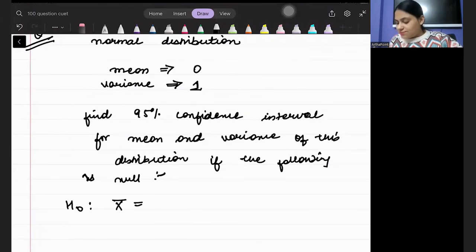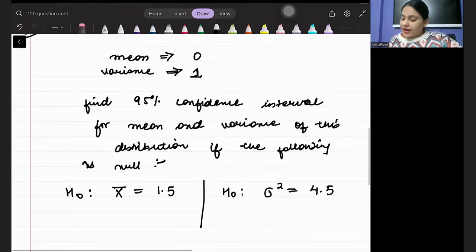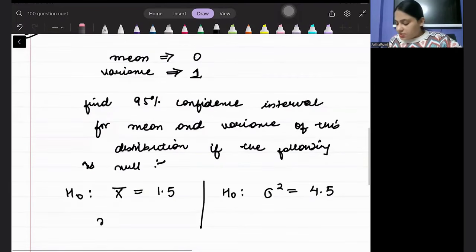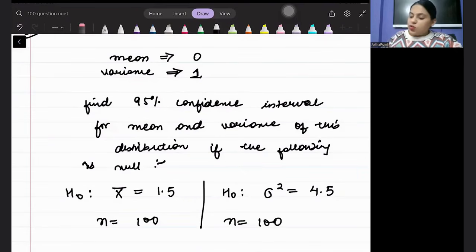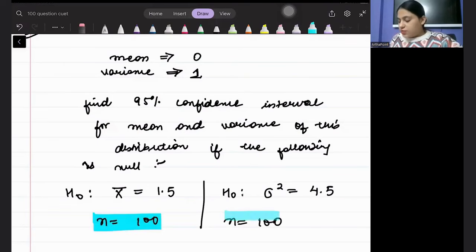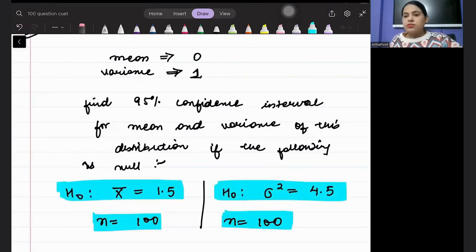So mean is given to you as 1.5. And the other null, for variance, when you find its confidence interval, so variance is given to you as 4.5. And let's say n, the sample size, is given to you as 100. Okay, you need to give me the confidence interval in both the cases. Give me for mean also, and go ahead and give me for variance also.